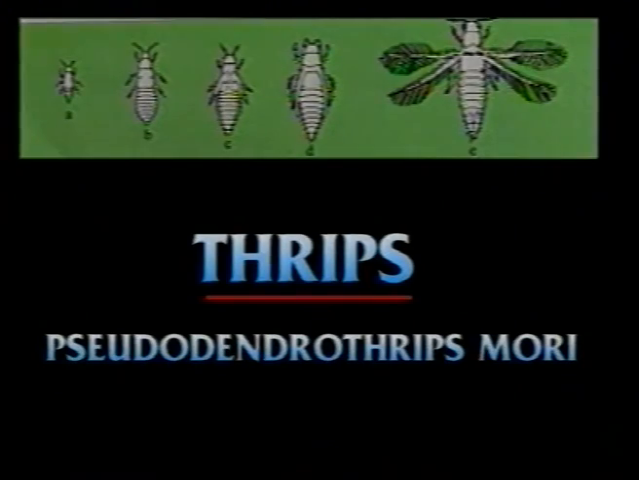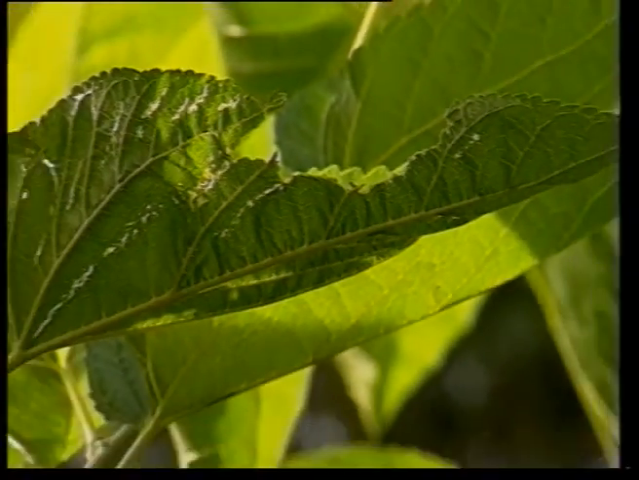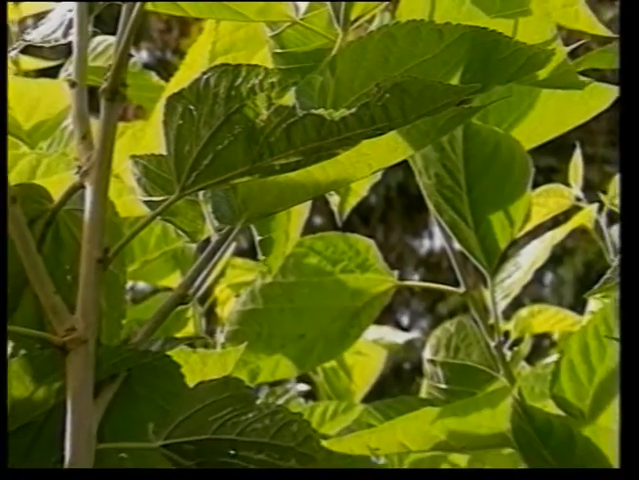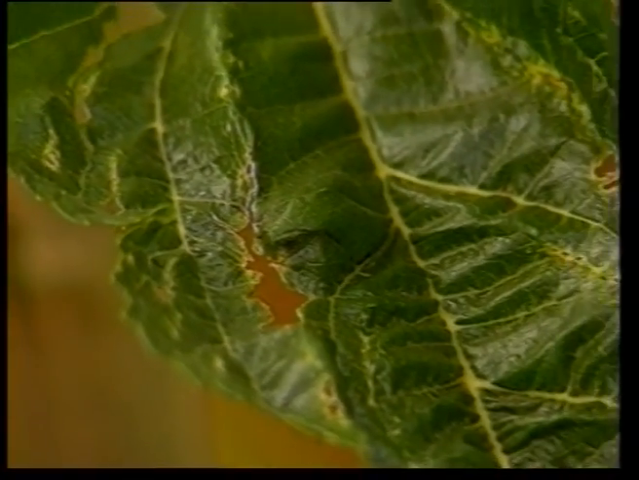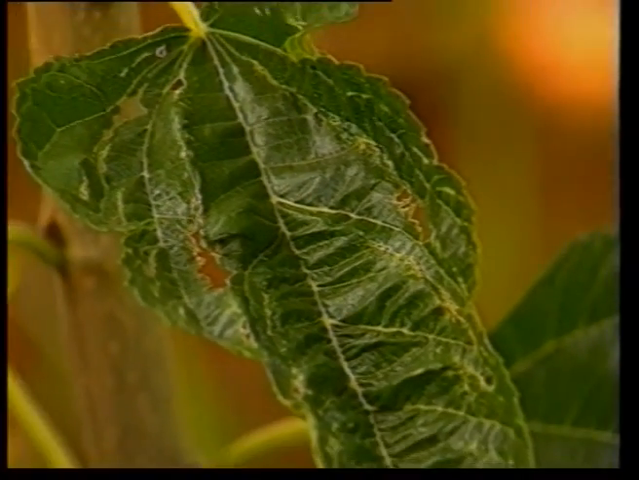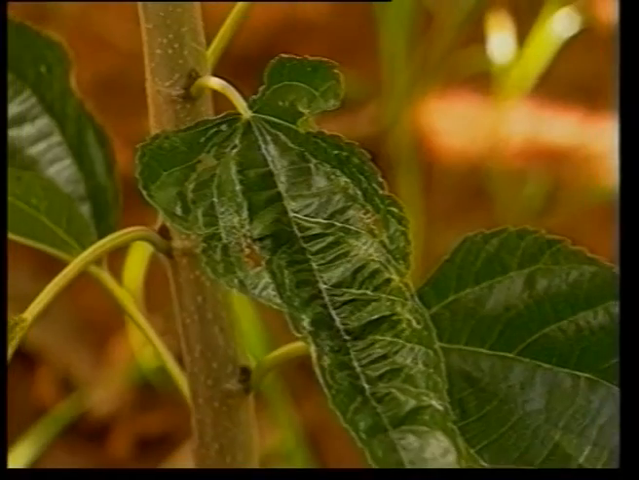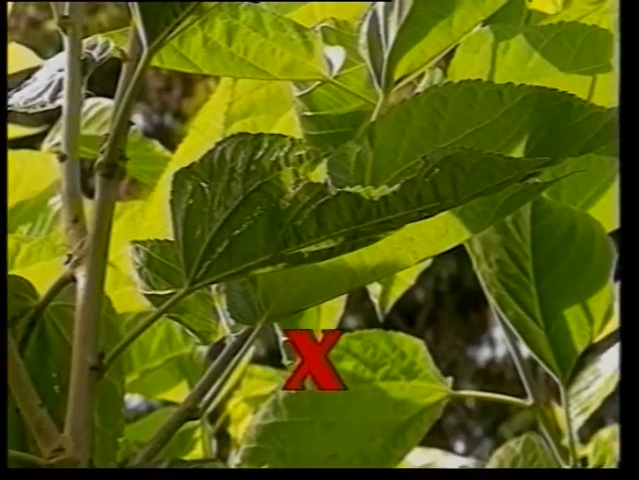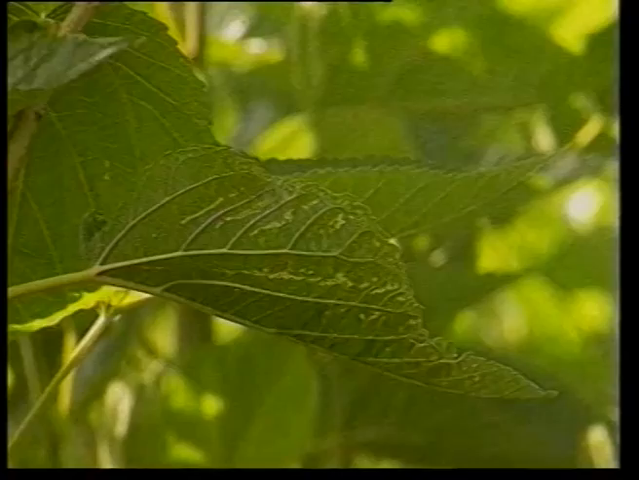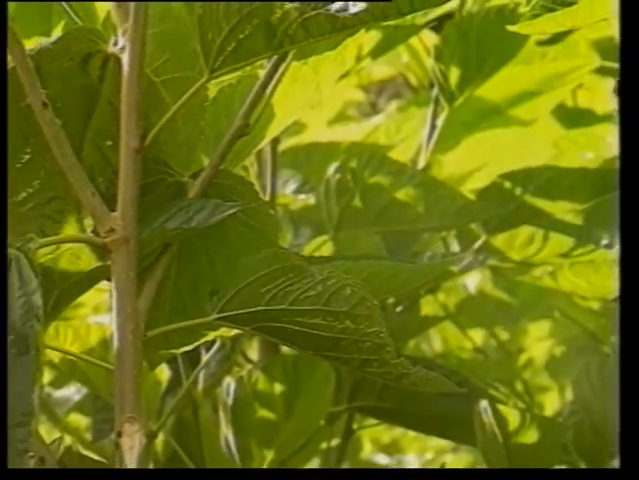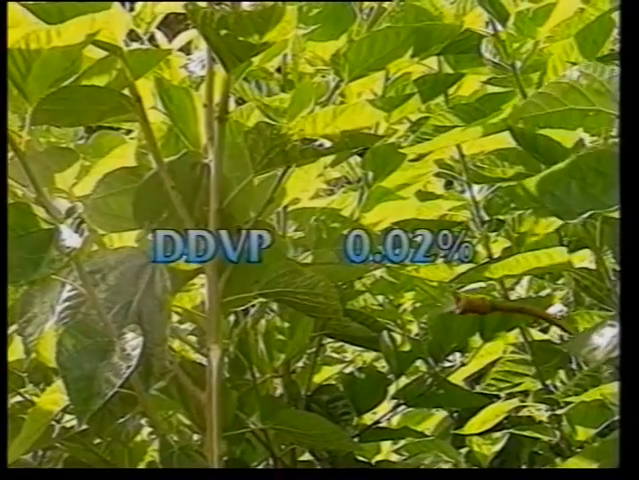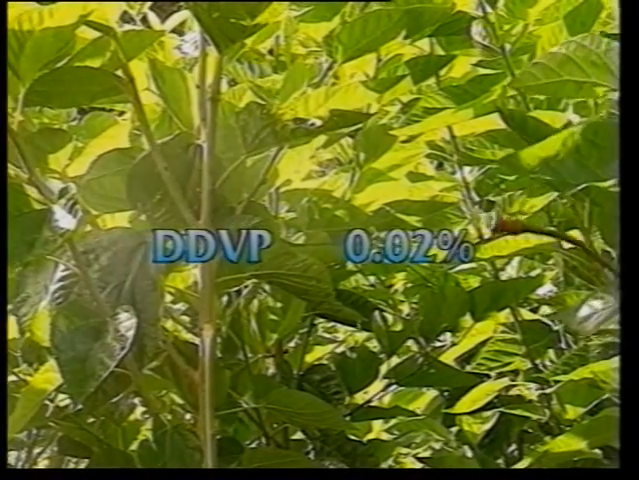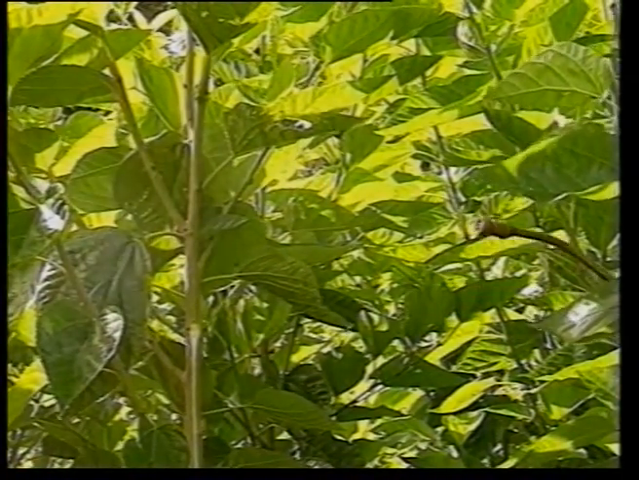Thrips is another sap-sucking pest of mulberry leaves. Affected leaves show streaks or blotches which become patchy as the attack advances. Leaves mature too early and turn yellowish in color. Affected leaves are unsuitable for silkworm rearing. To control thrips, spray 0.02% DDVP twice at weekly intervals. Leaves are safe for feeding after 7 days from spraying.